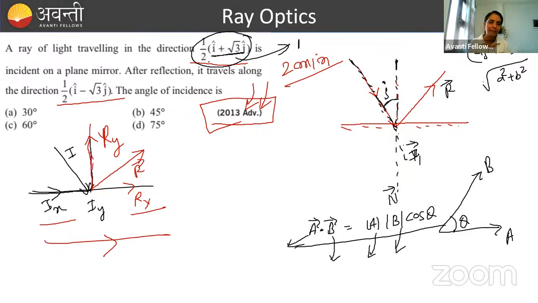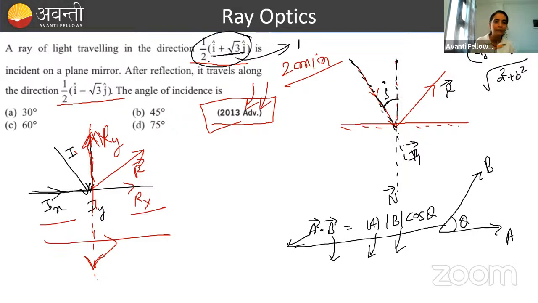If this line is a normal, then along this line, component of incident light is in downward direction and component of reflected light is in upward direction. So along the normal line, what will happen? Their y component will change. ठीक है, यानी कि one component will change, whichever is changing will be the direction of normal.